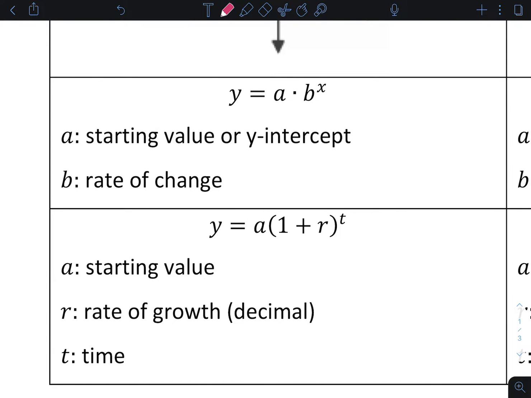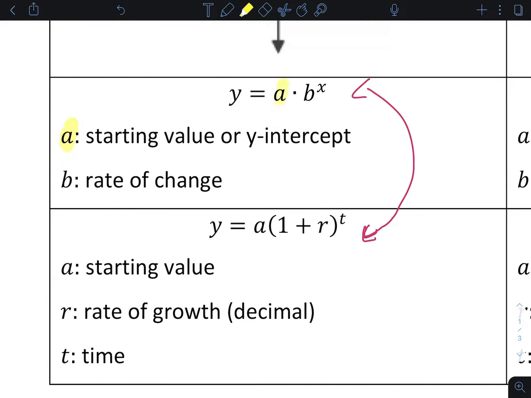Now for this as well, we have two different types of equations. y equals a times b to the x, and y equals a times (1 plus r) to the t. Here's the thing. These are technically the same equation. Yes, one of them has a b and one of them has an r and a t, but these are the same. They're just used in different scenarios, which you'll see in a bit.